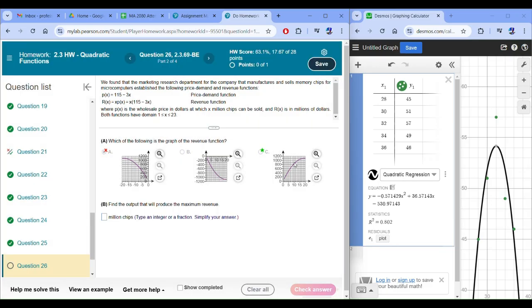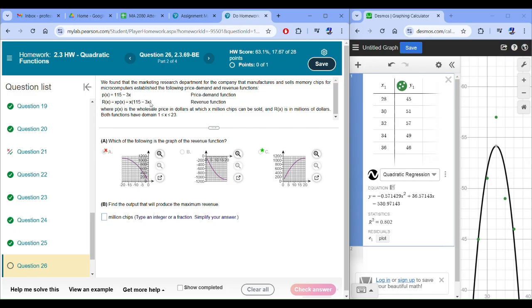Correct answer is C. 150. Oh, the graph. That was sneaky. The graph is the other way around. It should have been positive x values. Oh, that was dumb. These are negative x values. That was dumb. Find the output that would produce the maximum revenue.